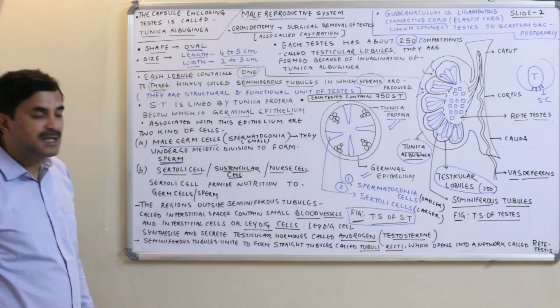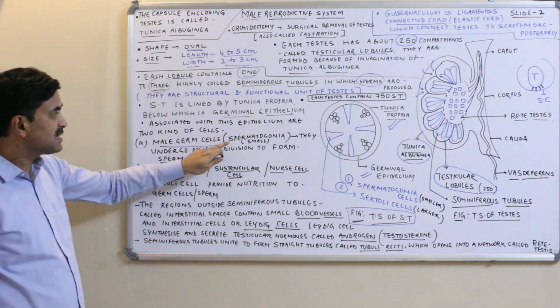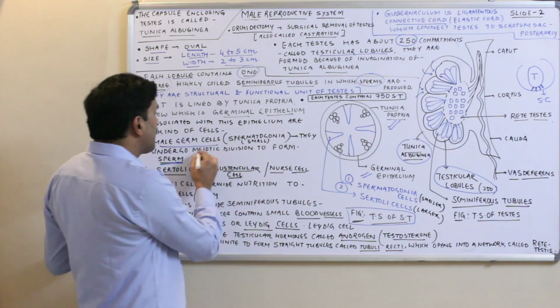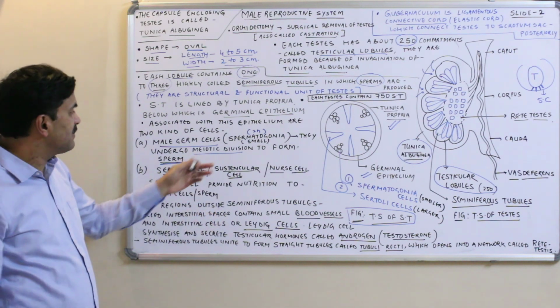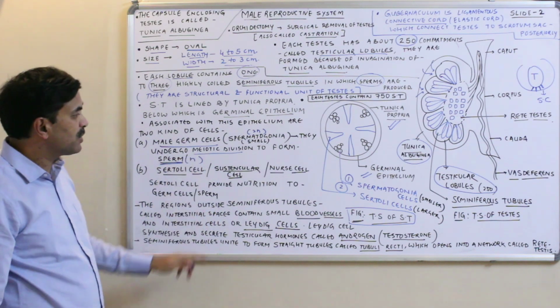The name is indicating male germ cells, the spermatogonia. These spermatogonia cells undergo meiotic division, because they are diploid. When they undergo meiotic division, they will form sperms which are haploid.